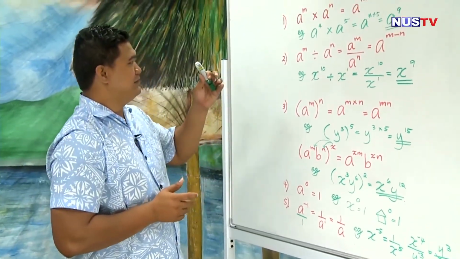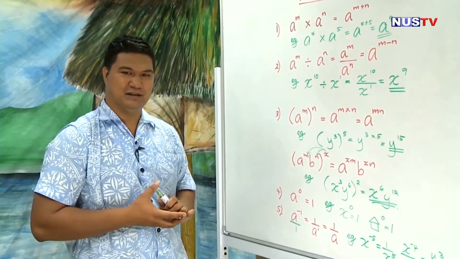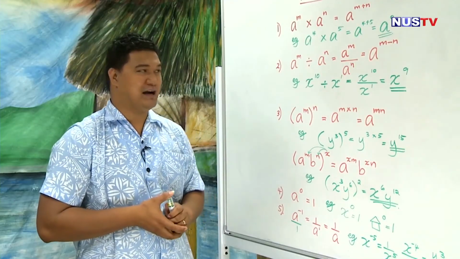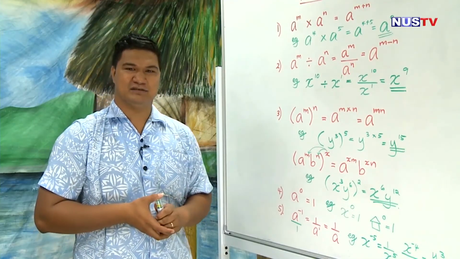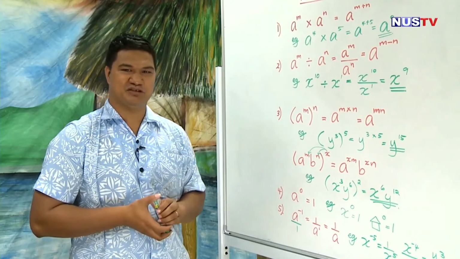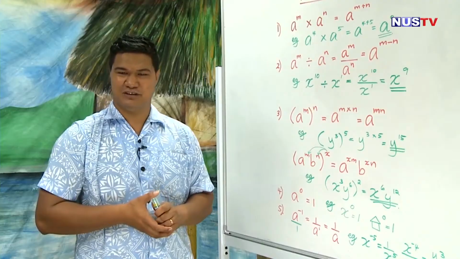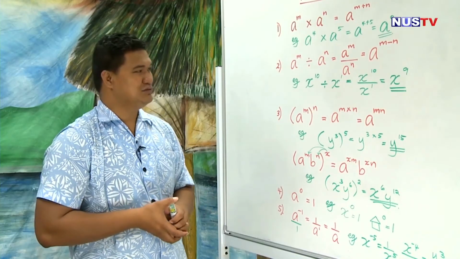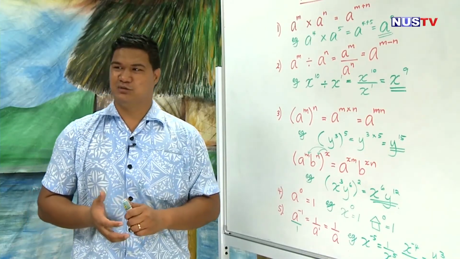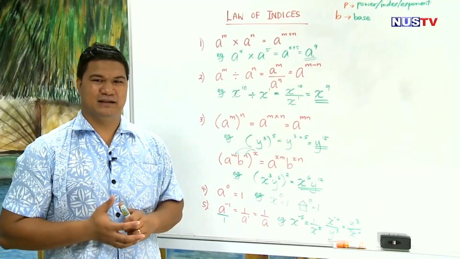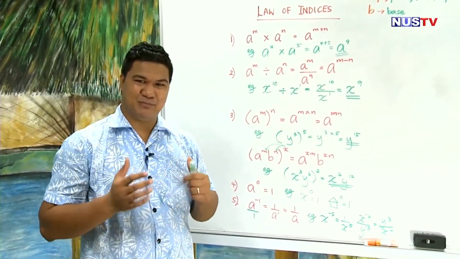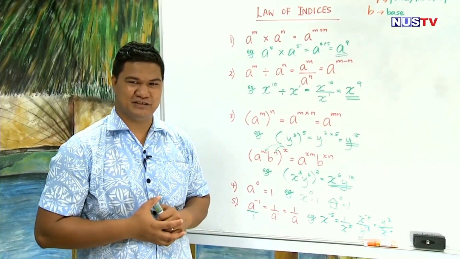Now we have our 5 laws for indices, of how to compute and do operations and simplify our algebraic expressions using the laws of indices. So let's go ahead and do some more examples so we can have a look in detail at how the laws of indices are applied in different situations.